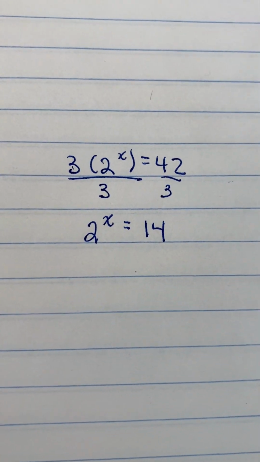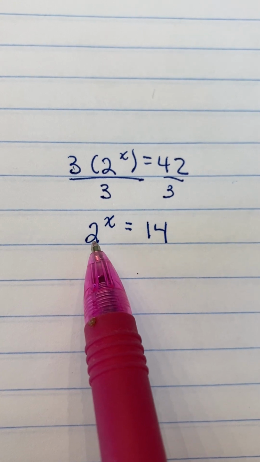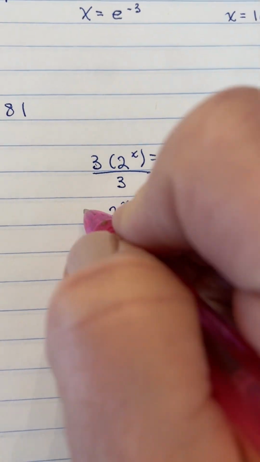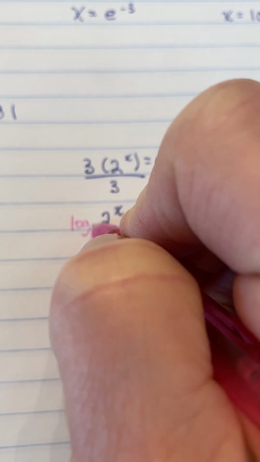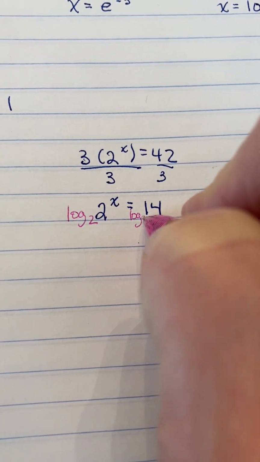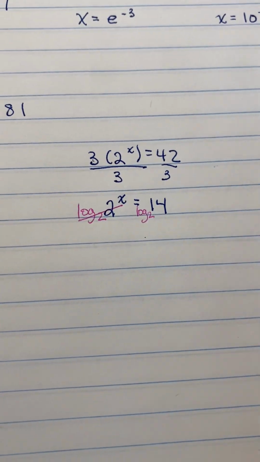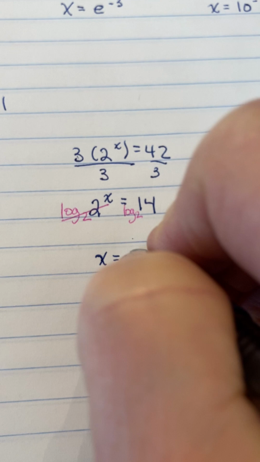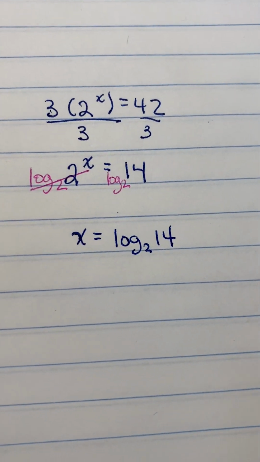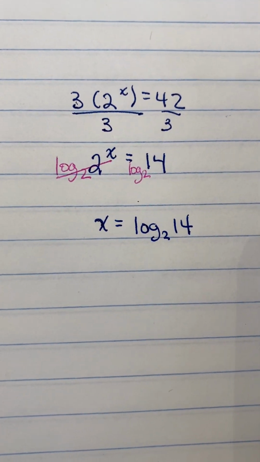So what I'm going to do then, can you guess? If you have an exponential and you want to get rid of it, you're going to do what to both sides? I hope you said apply log. And I'm going to apply the log base 2. Any other log would not get rid of that 2. And we have x is equal to the log base 2 of 14. And you might wonder, what the heck is that? Well, that also is a number in your calculator.